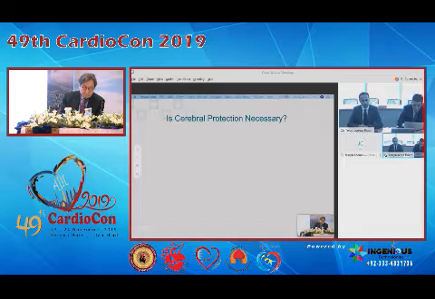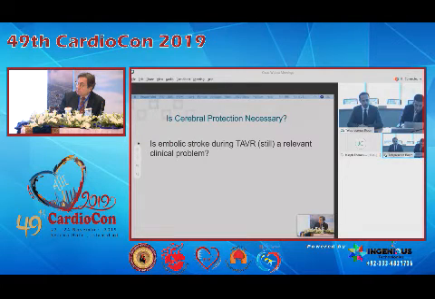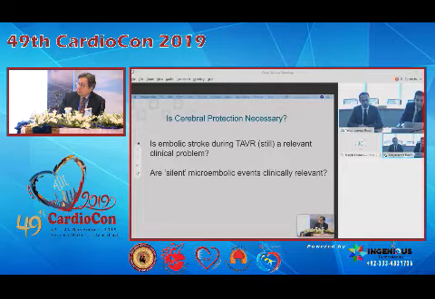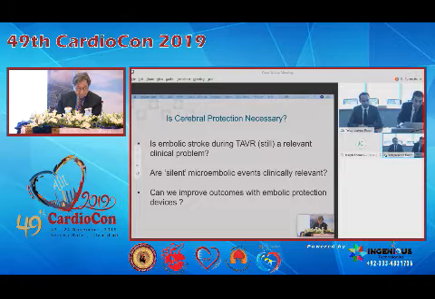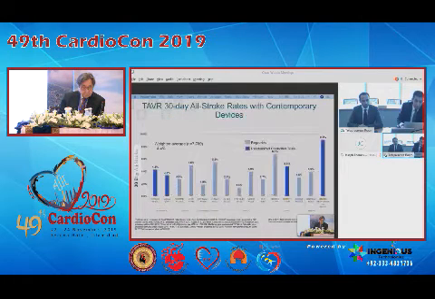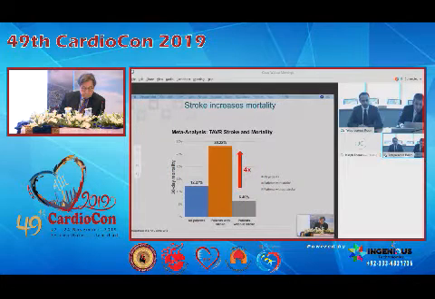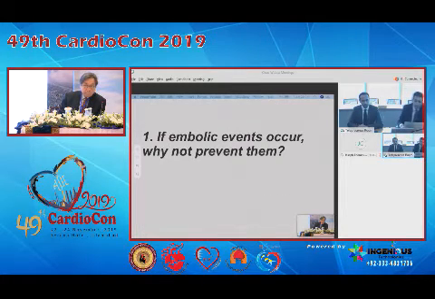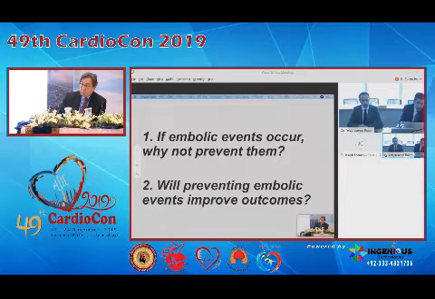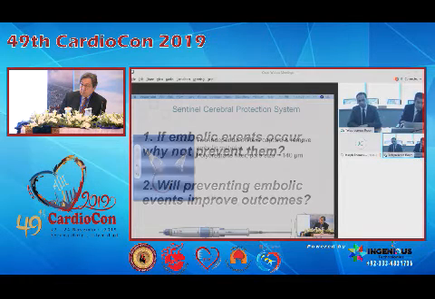So in terms of cerebral protection, the question is, is it necessary? Is embolic stroke risk during TAVR still a clinically relevant problem? Are silent microembolic events important clinically? And can we improve outcomes with embolic protection devices? The overall current generation stroke rate across all the devices is about 4% across the studies. And we know that when patients do have stroke with TAVR, mortality is dramatically increased. So one, if embolic events occur, why not prevent them? And two, will preventing the embolic events improve outcomes?